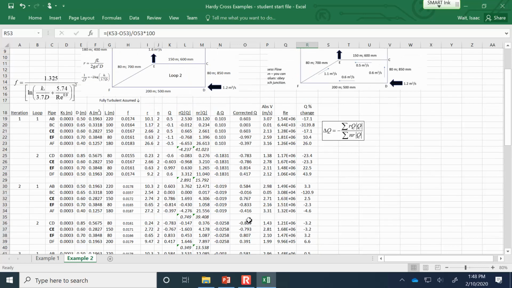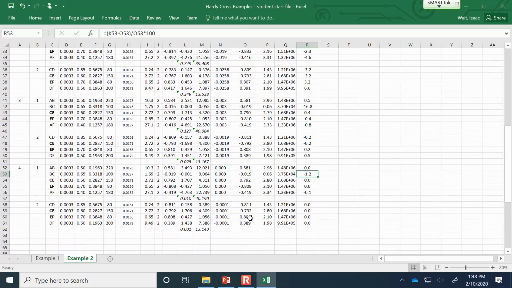So now these are the corrected flow rates. These are the actual flow rates through the network. You'll notice that pipe CE is the same flow rate, just a different direction based on the perspective of which one is clockwise. Same flow rate for EF in both of them.